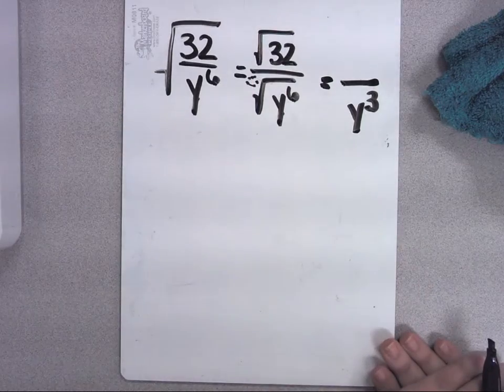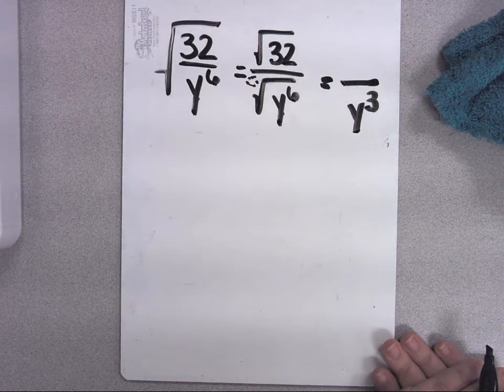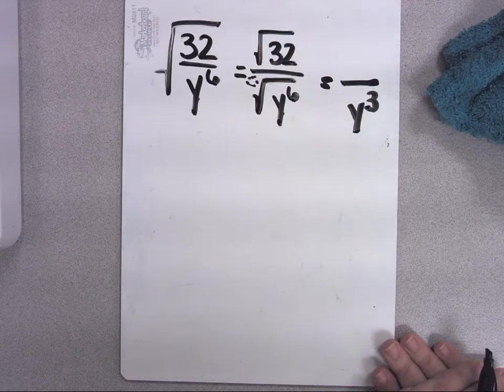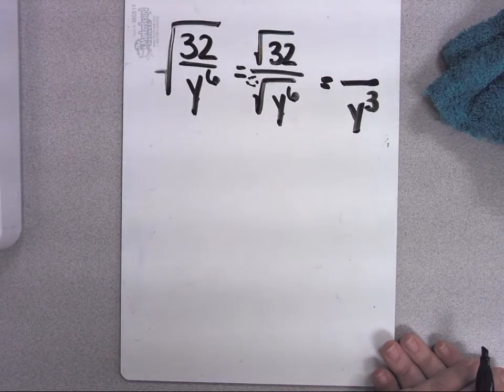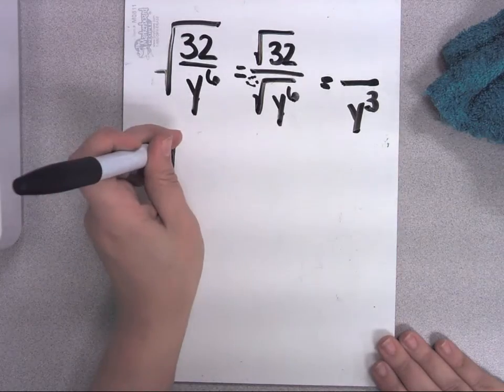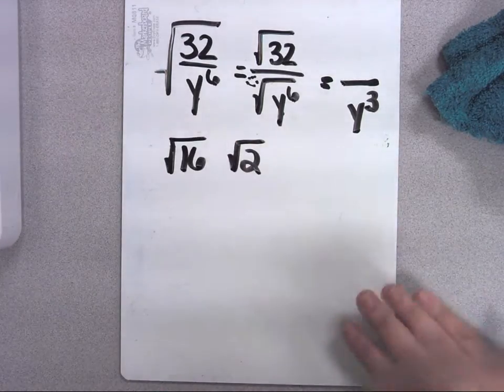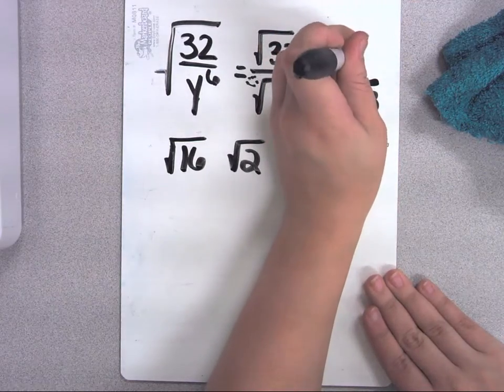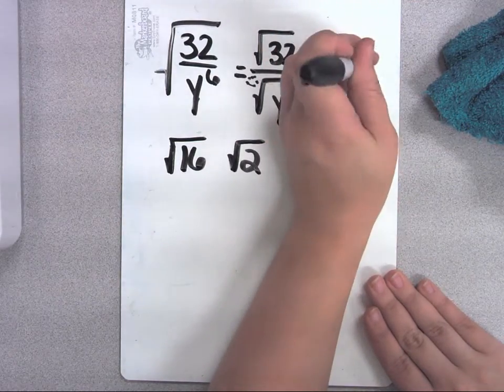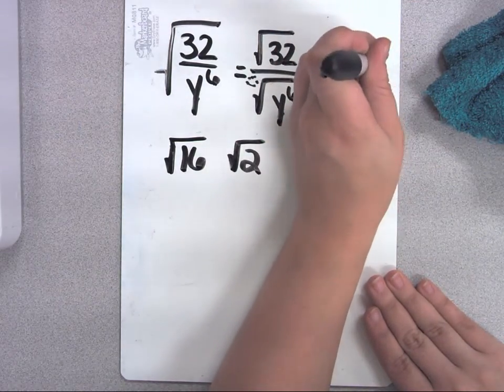And then the square root of 32, can we simplify that? Can that be broken down by a square times something? For sure it can. I already know it in my head. 16 and 2. So square root of 16 times the square root of 2. What's the square root of 16? 4. And then we still have the square root of 2 left.